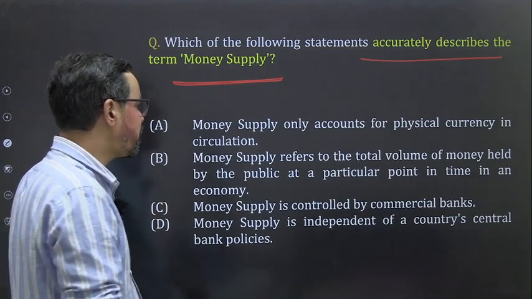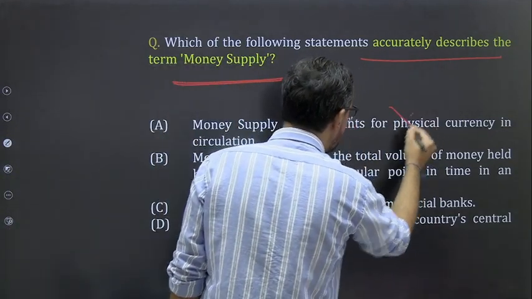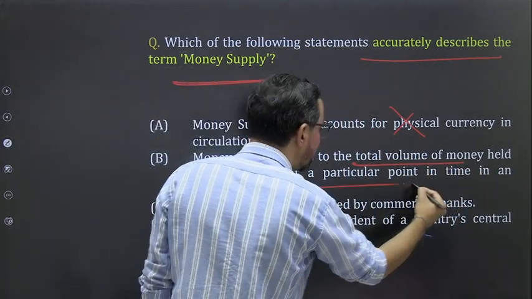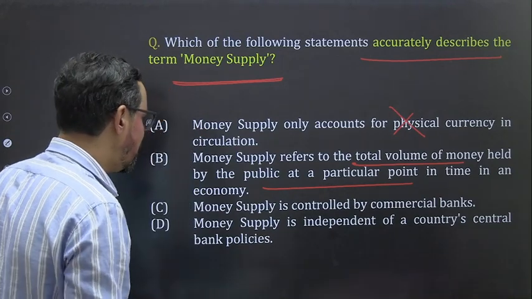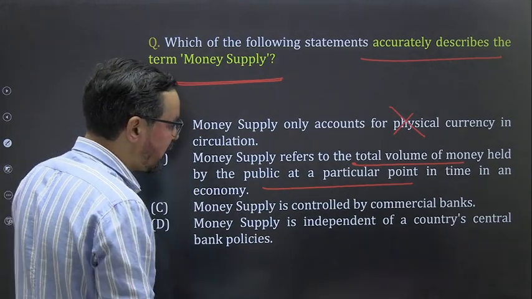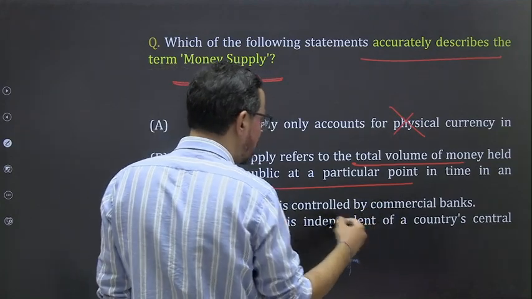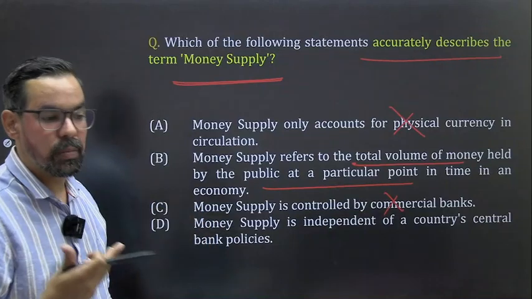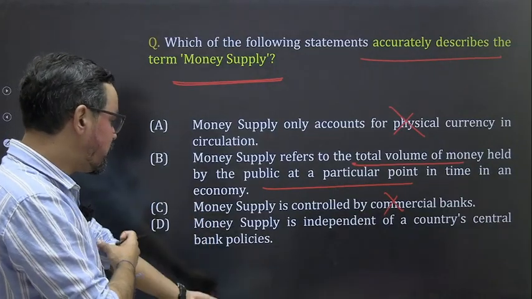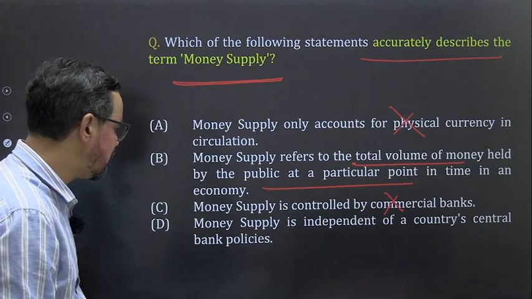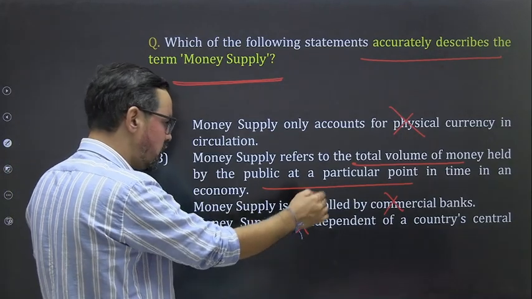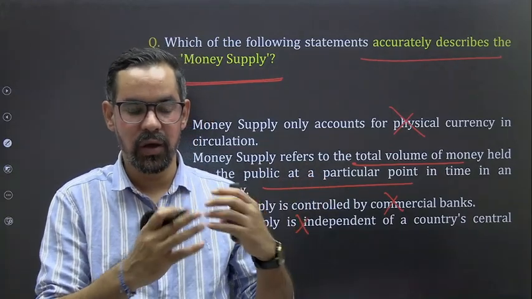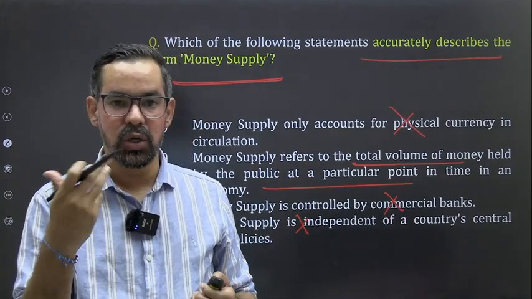Money supply only accounts for physical currency, wrong. Money supply refers to the total volume of money held by the public at a particular point in time in an economy. This can be correct. Money supply is controlled by commercial banks. It is not only controlled by commercial banks, it is majorly controlled by the RBI. Commercial banks are also part of credit creation, right? Money supply is independent in a country. No, commercial banks also increase the money supply, through borrowing for the purpose of lending, through debit cards, credit cards, loans and others, right?